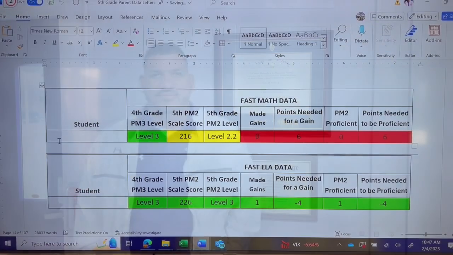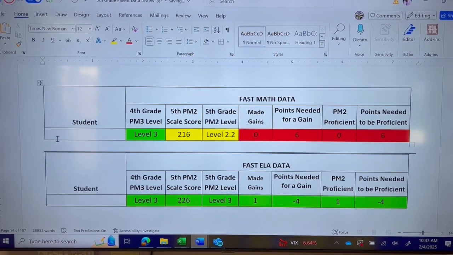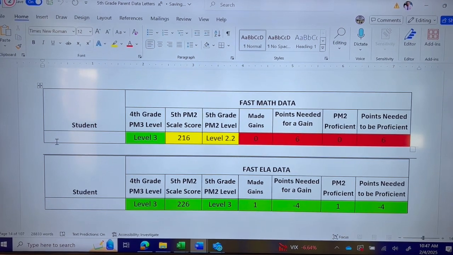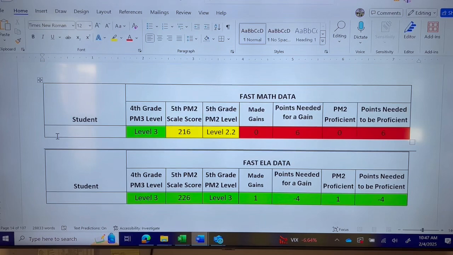The rest of this video will be explaining the data that you're looking at on your parent letter. In your parent letter, you're going to see a chart very similar to this. This chart is for FAFSA math data and FAST ELA data. This is a 5th grade chart in this example. I want to go over the columns.